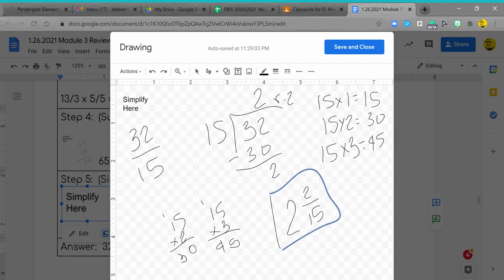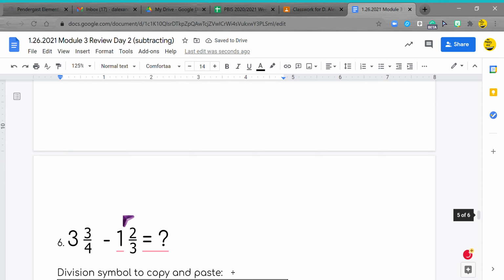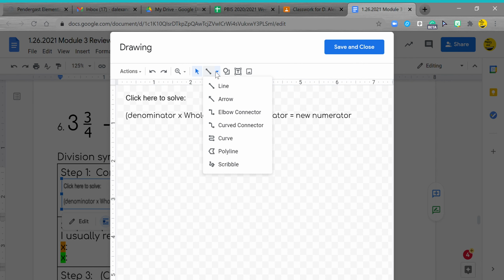I'm going to hit save. And then right here, write 2 and 2 fifteenths. Now let's go look at our second to last problem. Again, we are jumping in and needing to convert these into improper fractions. So 3 3/4 and 1 2/3.